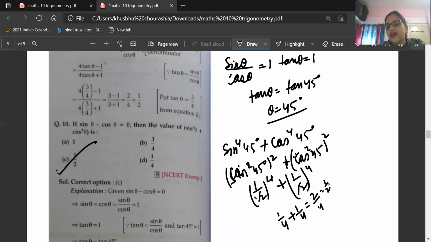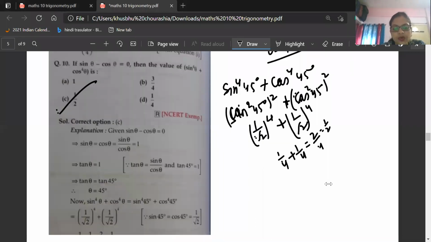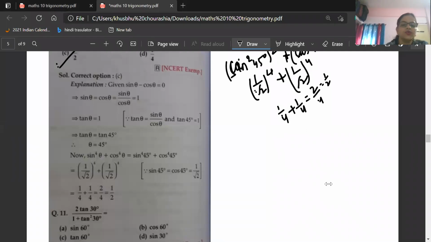Very good. Everyone gave the correct answer. Now let's go for the next question: 2 tan 30 degrees by (1 plus tan square 30 degrees) is equal to, which one is the correct option? Give the correct answer for this.